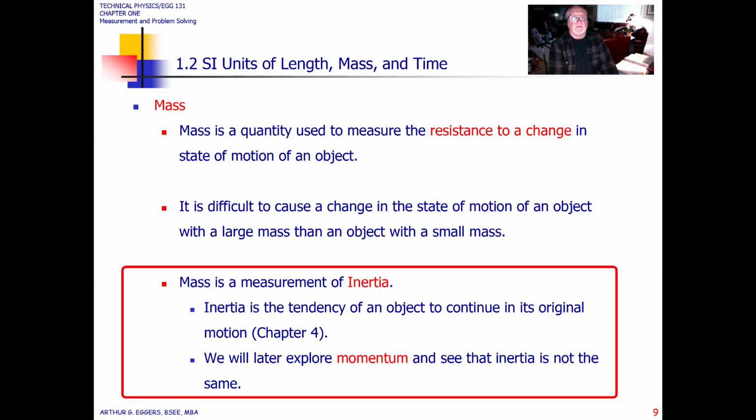Mass then becomes a measure of inertia. The inertia is the tendency of an object to continue in its original motion. We'll later explore momentum and see that inertia is not the same as momentum.